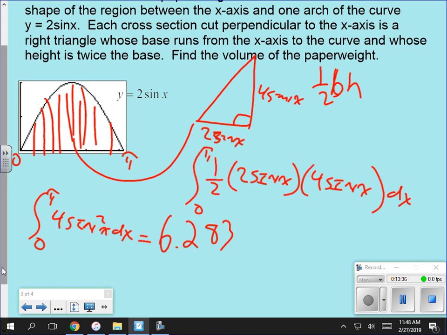The whole key to this, the most difficult part of these questions, is coming up with the correct formula for the cross section. That is by far and away the most difficult part. That's where everybody trips up. And what really makes the difference is drawing the diagram.